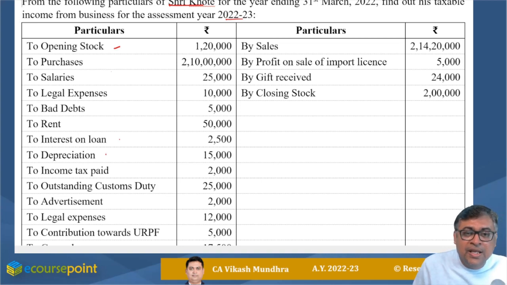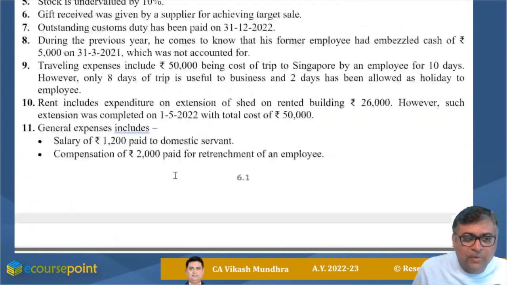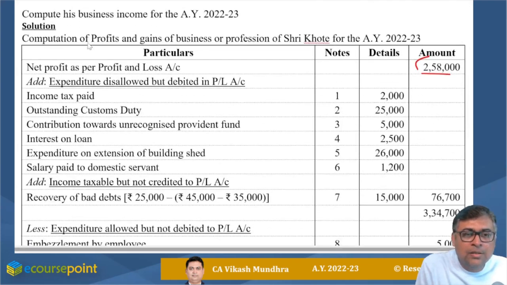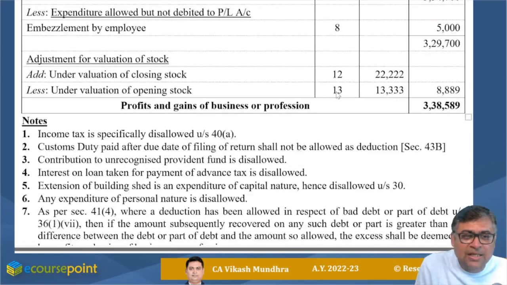Income tax paid, it is debited into your PL statement. Since it is income tax, this is specifically disallowed under section 40A. We are required to add back this one. So I'm going to expenditure disallowed but debited in PL account. Number one, income tax paid rupees 2,000. I provided a note number one to give my explanation like this.